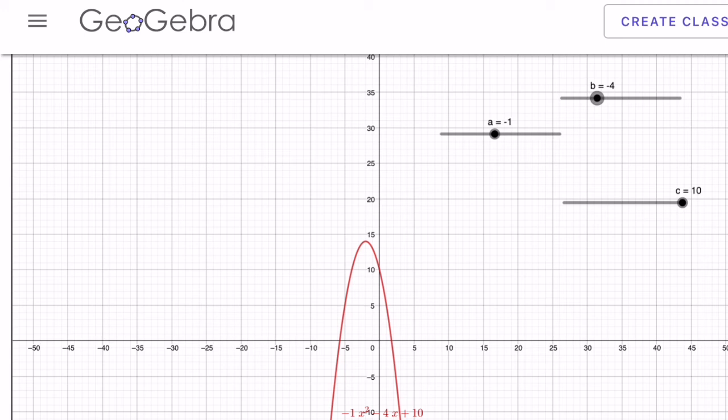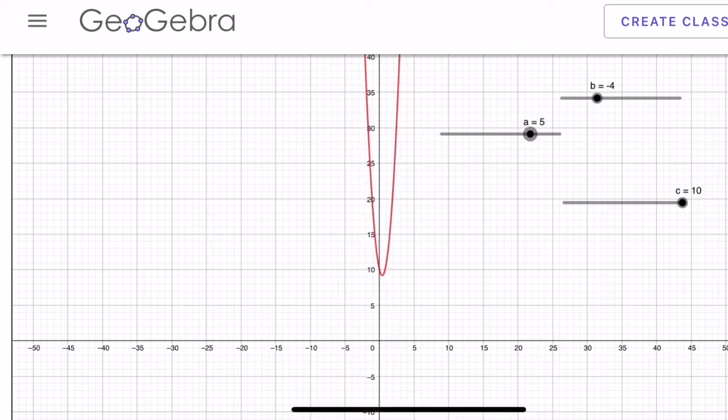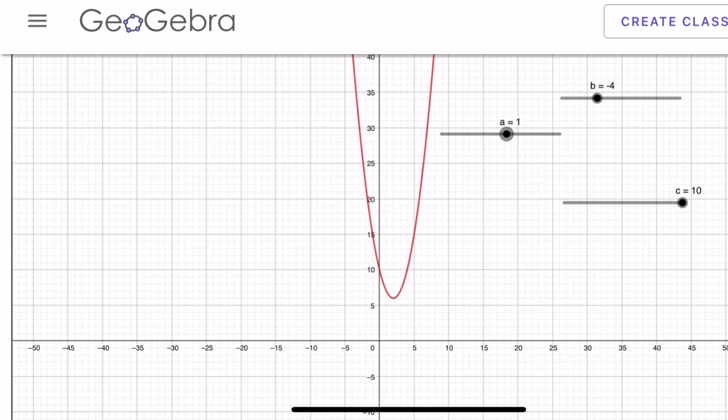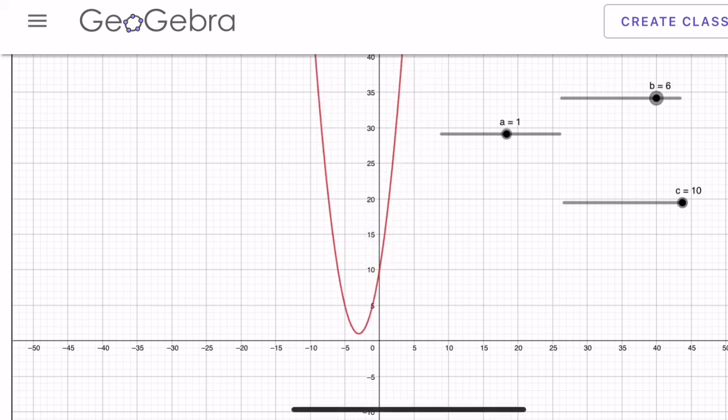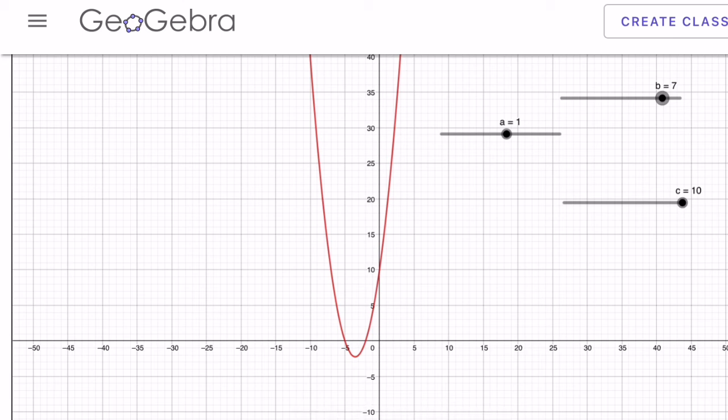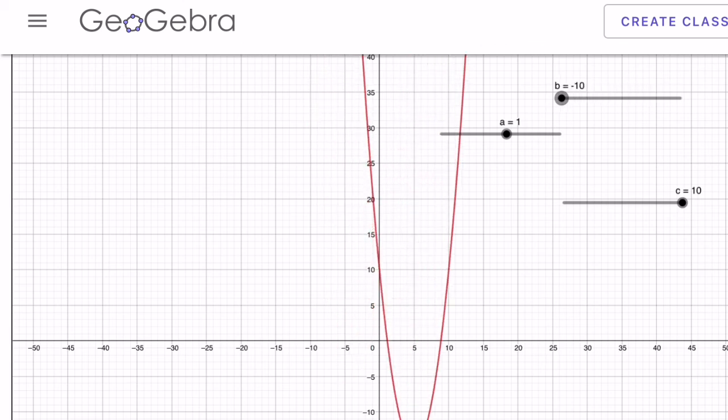How about for A more than 0? Let's say we have 1, A is more than 0, happy face. When it is a happy face and B is more than 0, what happens? It will go to the left side of the y-axis, right? And what happens if B is less than 0? It will go to the right side of the y-axis. This one is for the U shape.